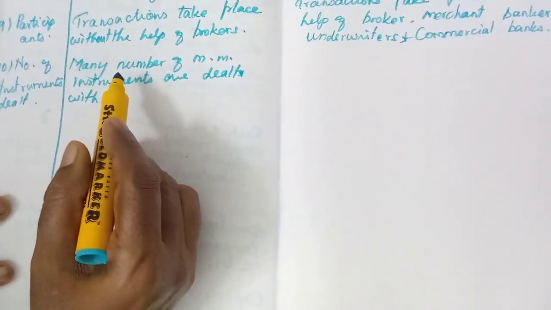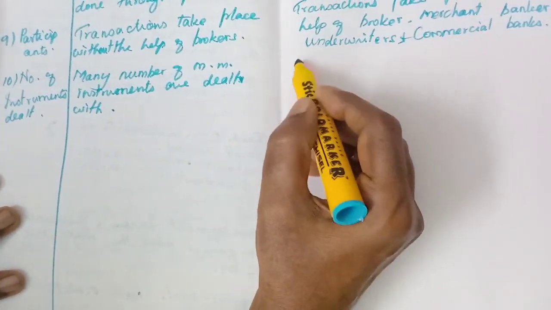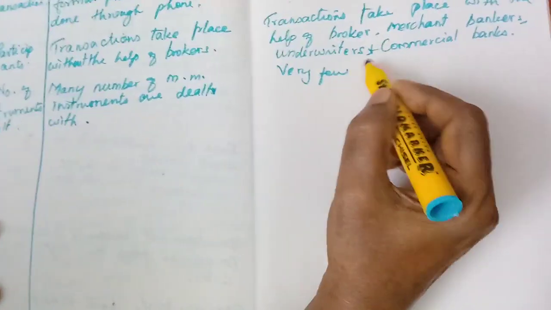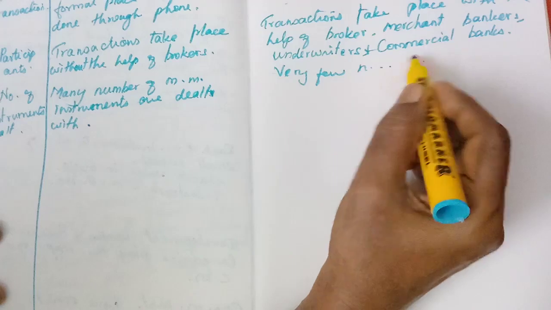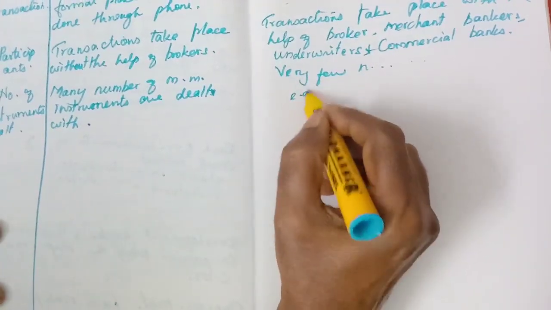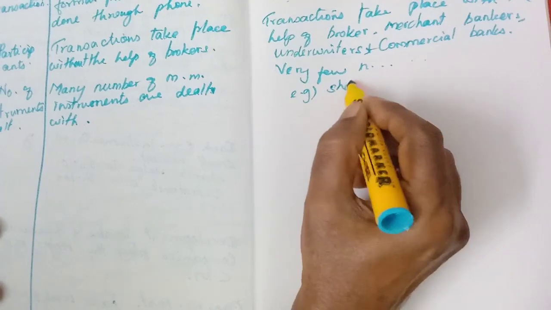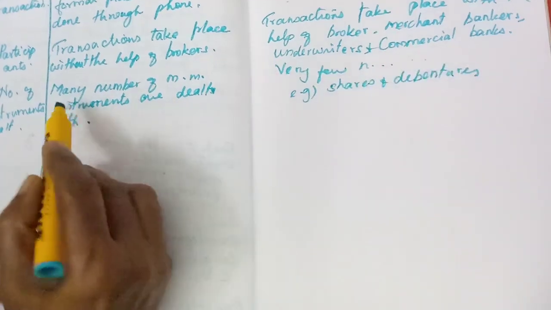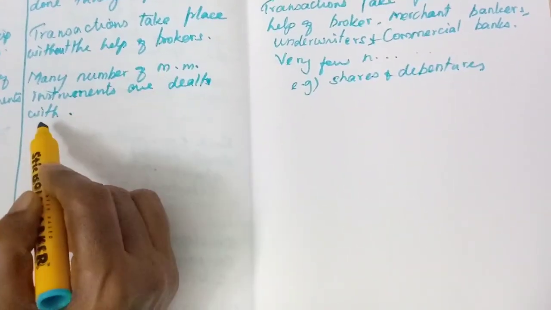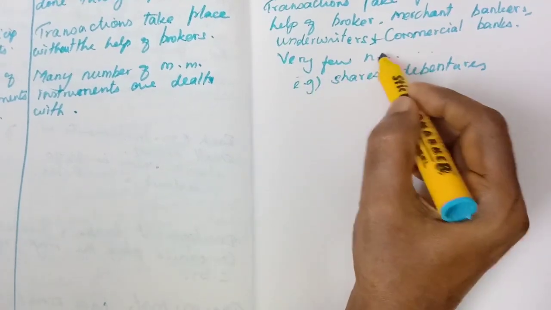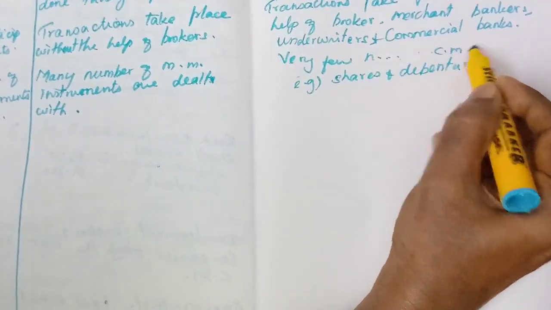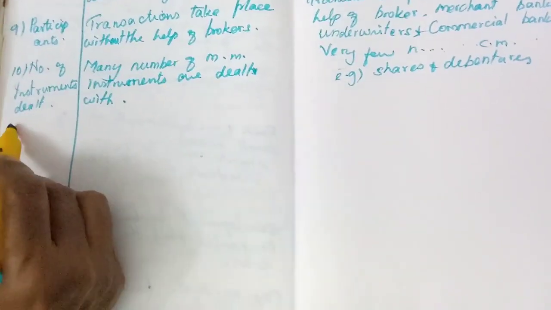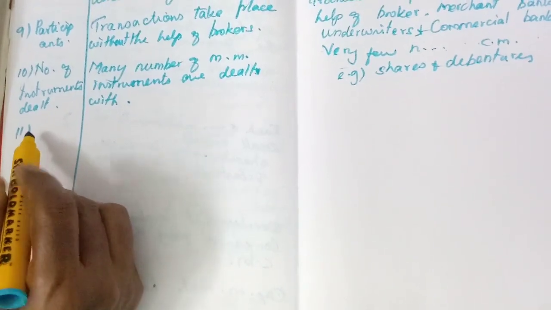But in the capital market, only shares and debentures. Very few instruments are dealt with. Example, shares and debentures. The same you have to write. Okay, here many money market instruments are dealt with. Here very few capital market instruments are dealt with. Example, shares and debentures. Here many are coming, no need to write. Okay. Then 11th one, claims.